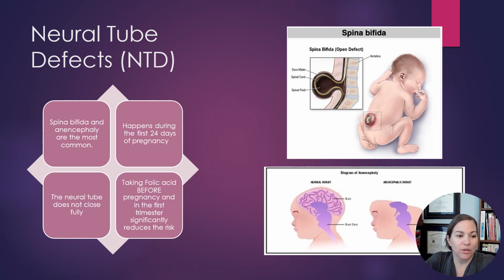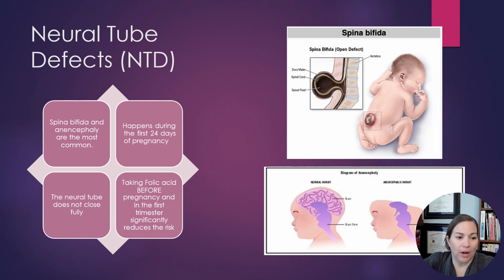Okay, neural tube defects. These can be spina bifida and anencephaly, so problems with development anywhere along the spinal column. These are the two most common. They are already established in the first 24 days of pregnancy. Okay, so we're talking month 1, before many people even know they're pregnant. The course is already set, already determined.